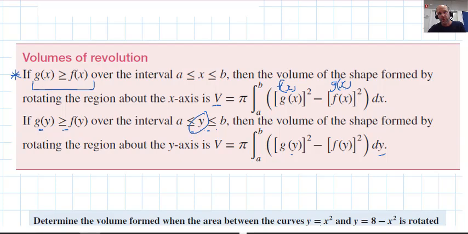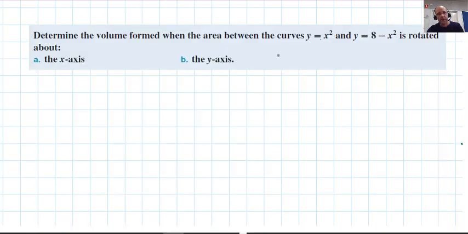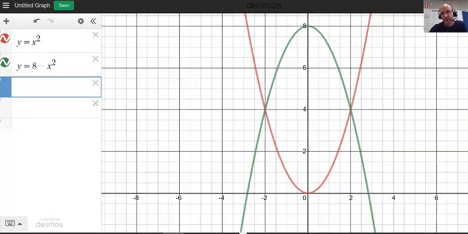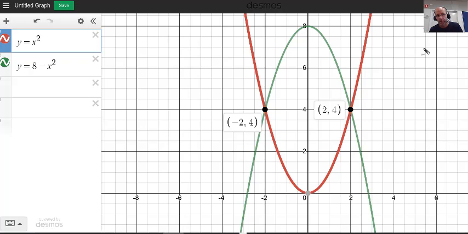I'll leave some of the working out of this example just to keep the video reasonably short. So determine the volume formed when the area between the curves y equals x squared and 8 minus x squared is rotated firstly around the x-axis, then the y-axis. So you should be able to see the two graphs plotted there, x squared and 8 minus x squared. Now the points of intersection would be handy here.